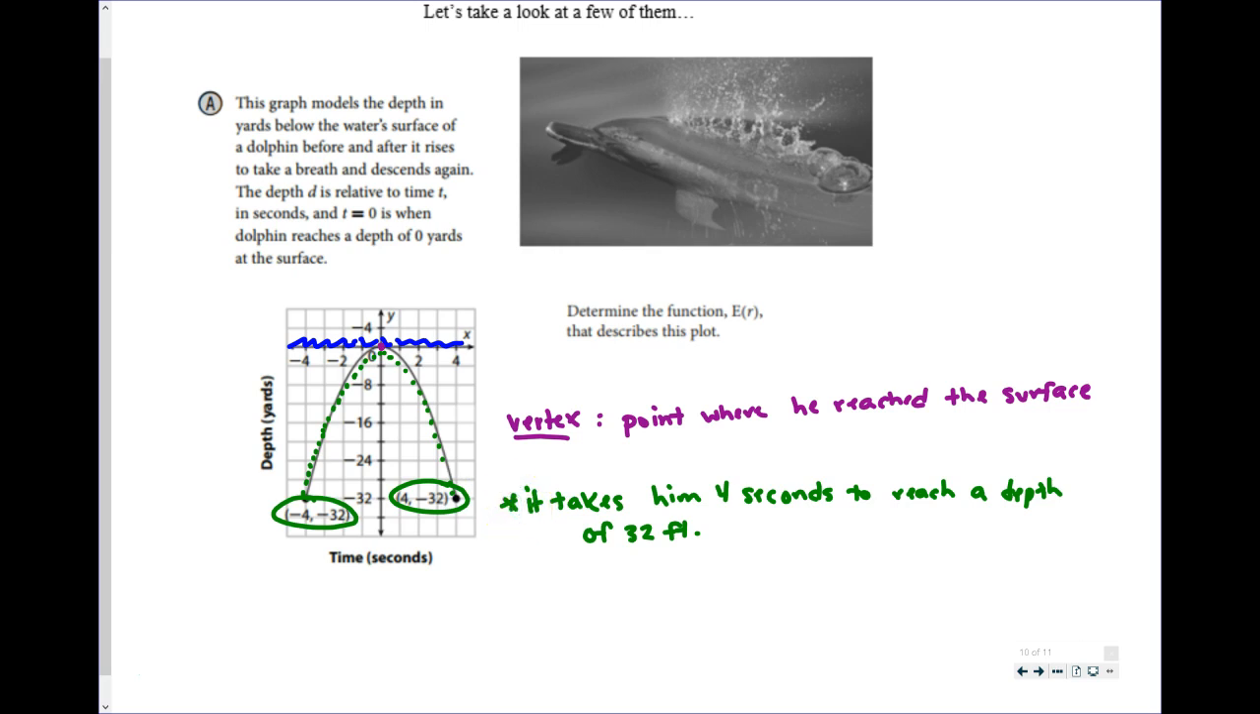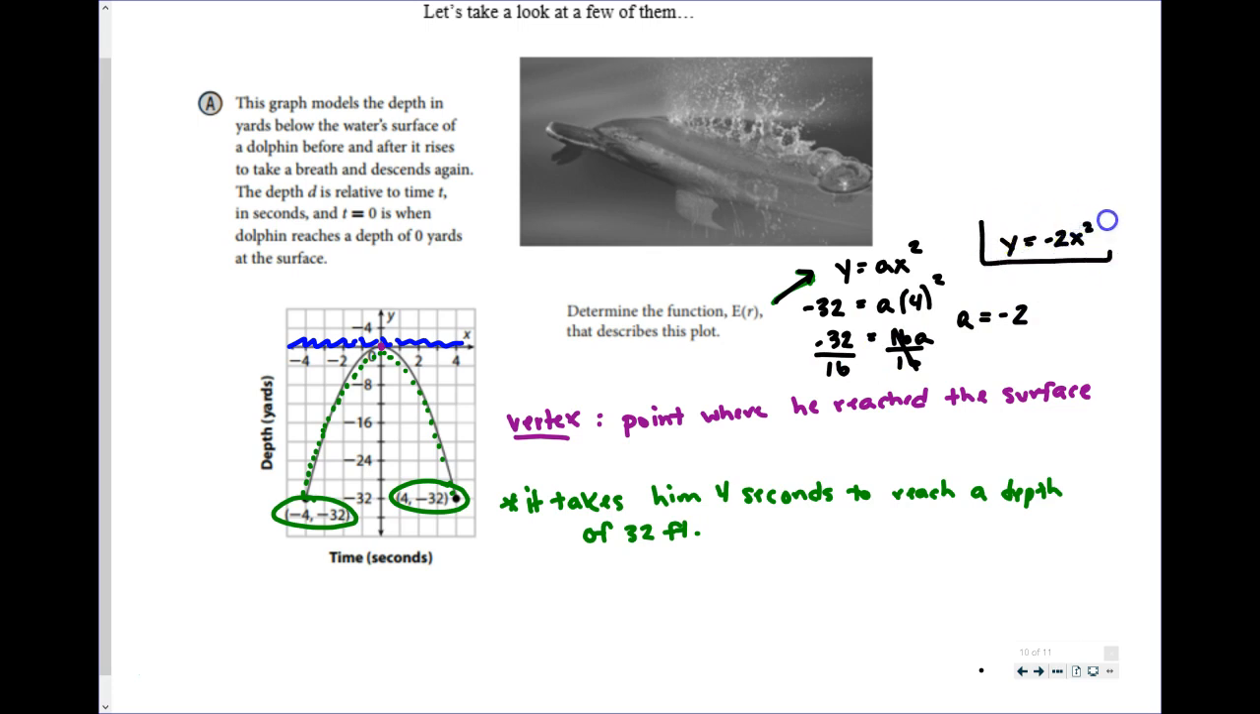All right? This is kind of what I just generally want you guys to be able to do. And if we wanted to determine the equation of this, we do it the same way. This says, determine the function that describes this plot. So I'd start off with my parent. I'd plug in one of these points, it doesn't matter which one. Let's do negative 32 equals, and then we'll plug in the 4. I get negative 32 equals 16a. Divide both sides by 16. I get a equals negative 2. So my equation is negative 2x squared for this dolphin.